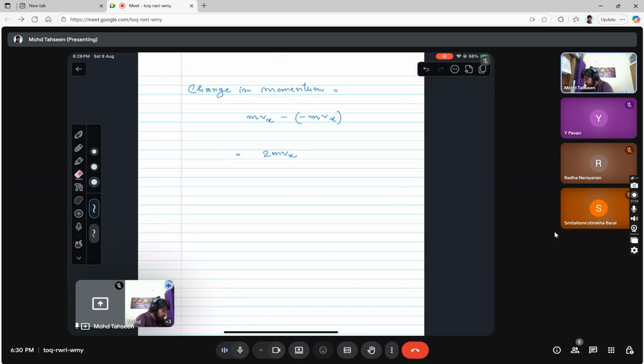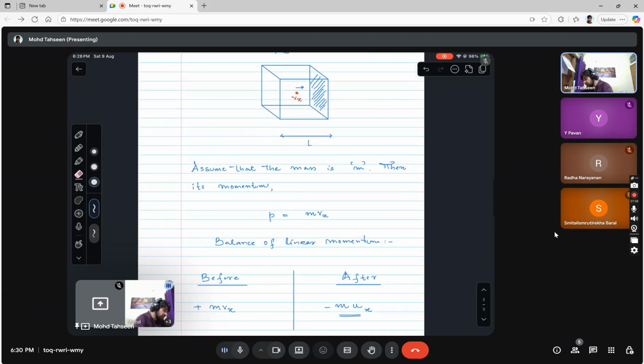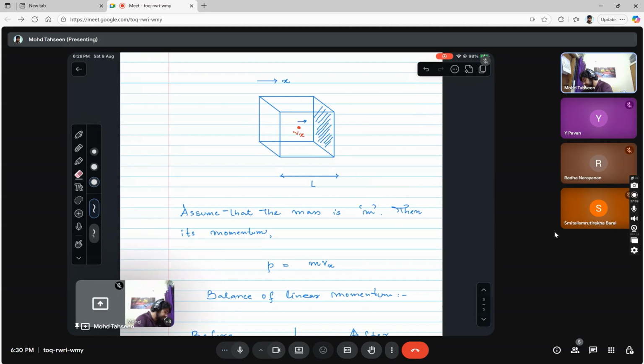And what is the total time in which this momentum change happens, right? If this total distance is L and the particle travels from, let's say, this end to this end, the time consumed in this travel would be L, the length, divided by the speed, right, which is v of x.